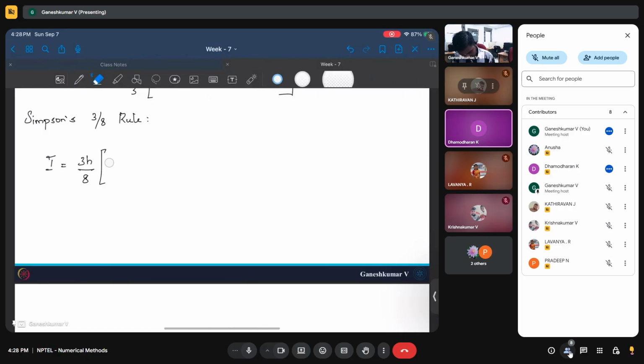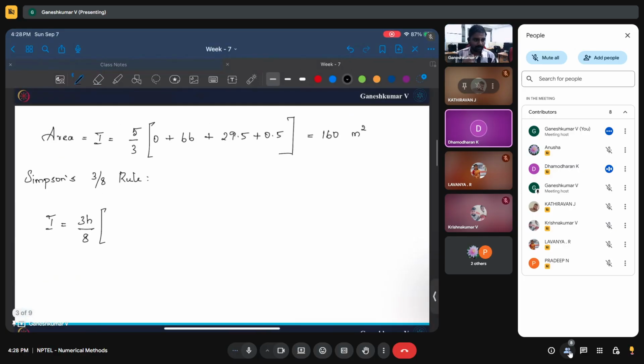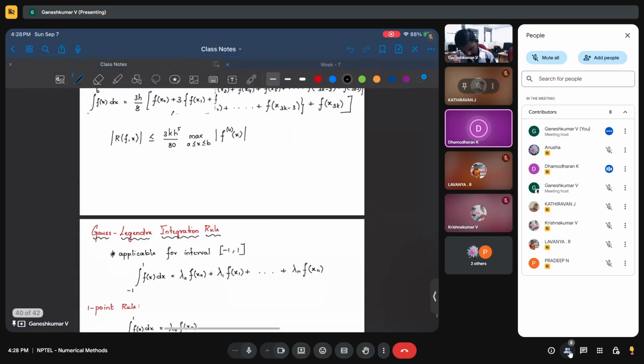Excuse me, sir. Simpson 3 by 8 is applicable only for multiples of 3 intervals. So how can you apply this method here, because there is an even number of intervals, 8 intervals. So I think it is not possible to apply the 3 by 8 rule, right?